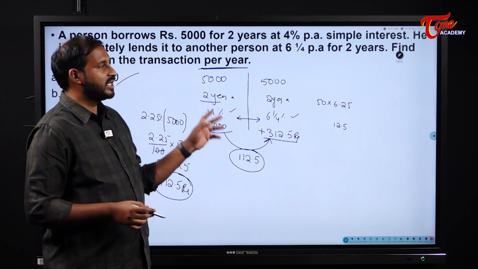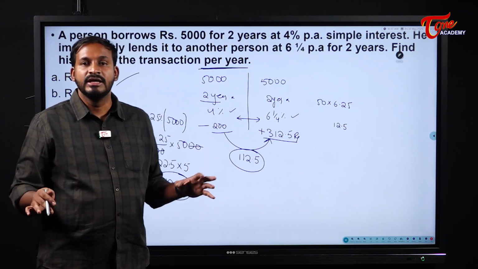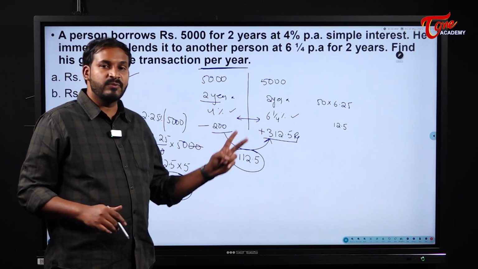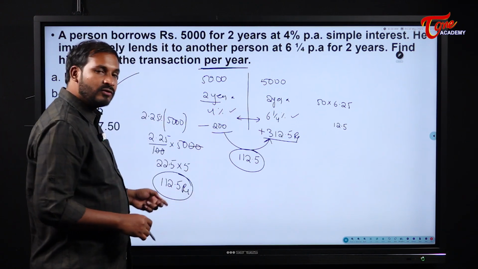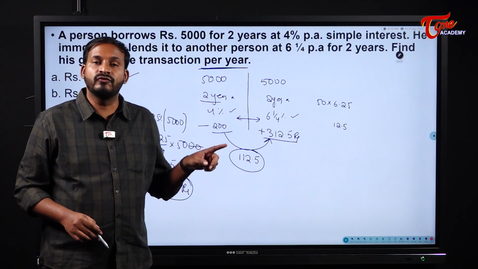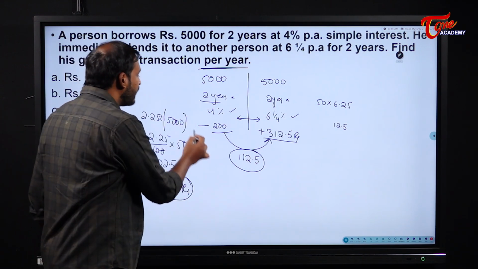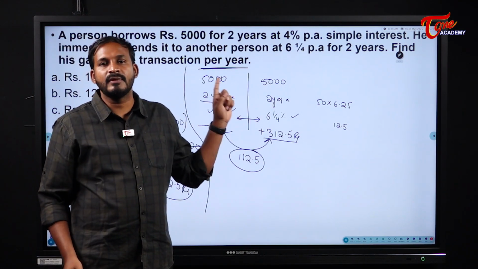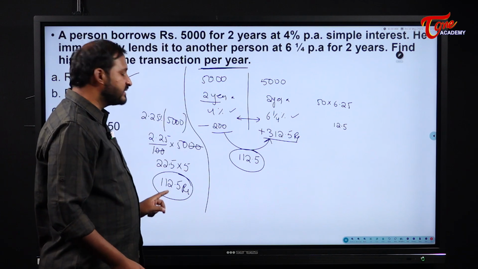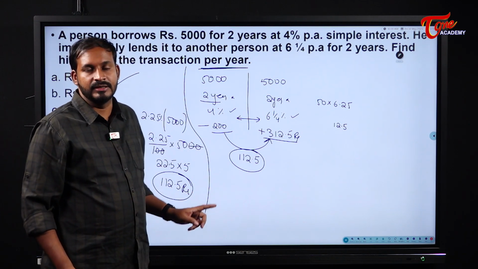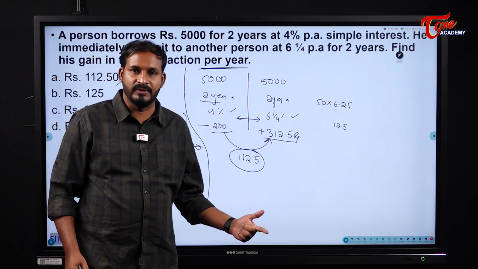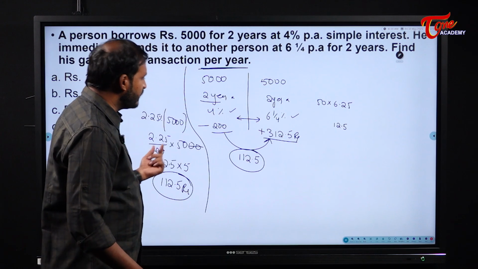Remember, they are not asking what his overall gain is. If it were his overall gain, he is doing this process 2 times, so 112.5 into 2, that is 225 rupees would be his overall gain. But they are asking his gain per year. Because of that, our answer here is 112.5. But his overall gain is 225 rupees. Understood?